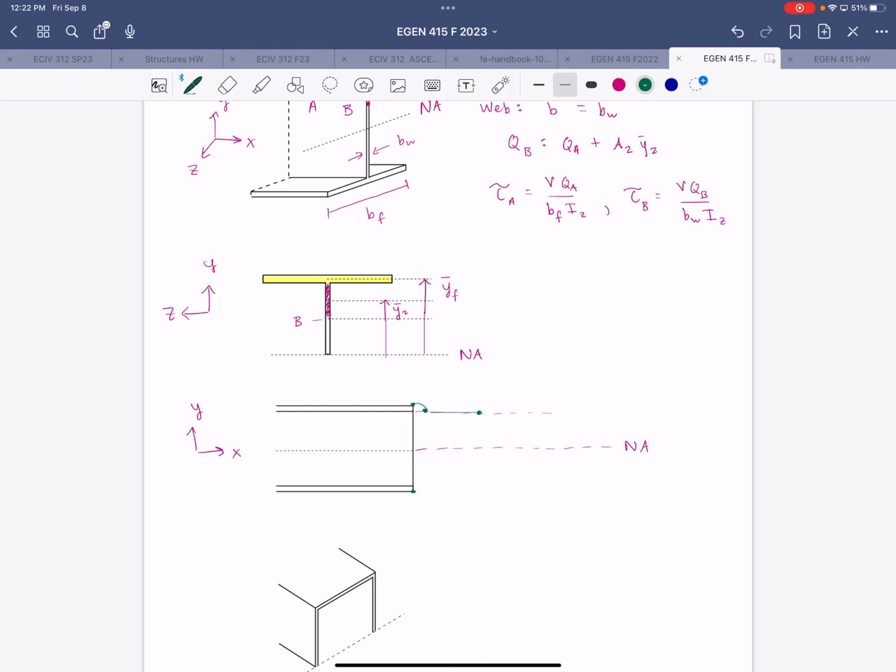To something here. And then you're going to have parabolic variation along the web like so, and then it will be symmetric on the other side.